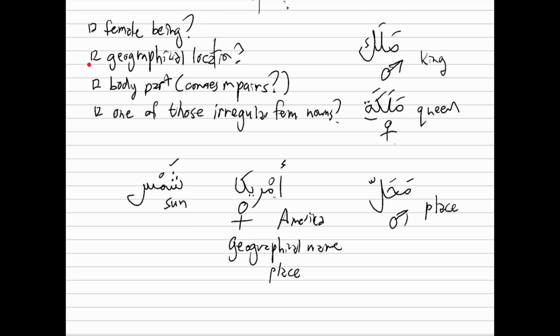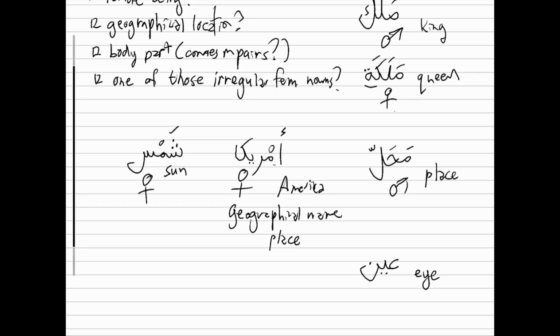Let's take a look at these feminine ones and see. Is it a female being? Not exactly. It's not a geographical location. It's not a body part that comes in pairs. But it is one of those weird, irregular feminine forms that we discussed, right? Shams is in fact one of them. And if you want to know what the other ones are, just look back in the video. So Shams is one of those weird, irregular feminine nouns. So it is feminine for this one. Nice. All right, let's keep going.